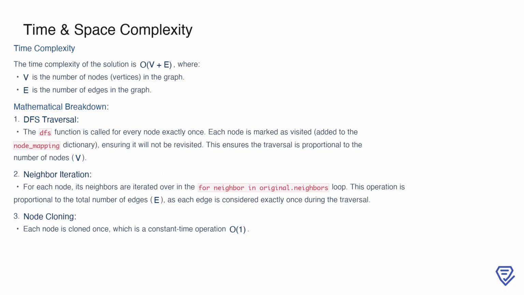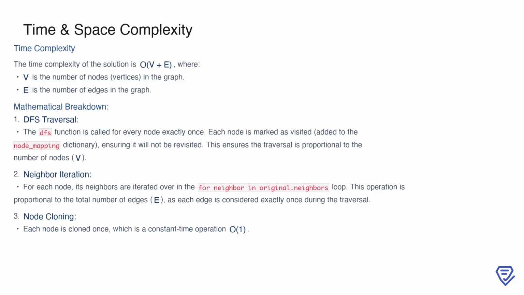The time complexity of this solution is O(V + E), where V represents the number of nodes, or vertices, in the graph, and E represents the number of edges. Let's break this down step by step. First, the depth-first search traversal, or DFS, ensures that every node is visited exactly once. As each node is marked as visited in the node_mapping dictionary, we avoid revisiting nodes, making this part of the operation proportional to the number of nodes, or O(V).